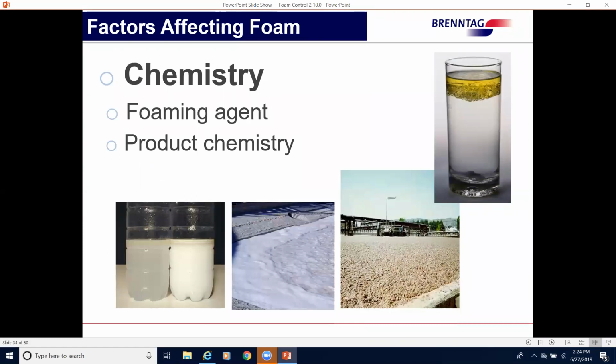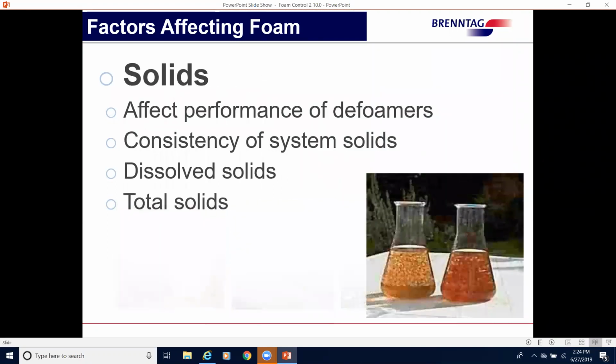So walking through each of these factors, the first one that needs to be questioned is the chemistry of the water. What is the foaming agent that you're using? What products are currently in the system, and so on. So solids can impact defoamers in quite a few different ways. Questioning how consistent the solids in the system are is very important. For instance, if you get a lot of solids on a regular basis, you'll generally have more foam than if you had less solids in the system. So that's something to keep in mind.